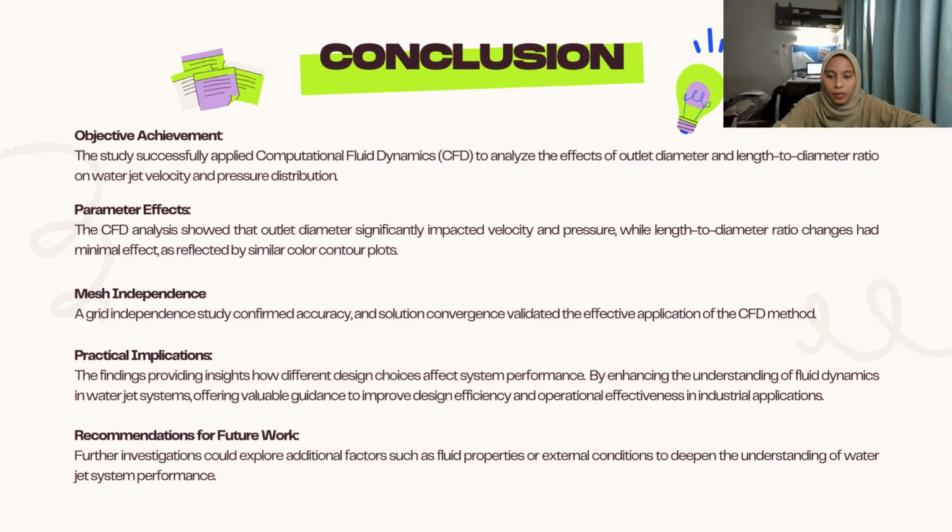Here is the summary of the project. Firstly, the objective was successfully achieved by applying the CFD method to analyze the effect of outlet diameter and length to diameter ratio on the water jet velocity and pressure distribution. The result of the analysis shows that outlet diameter significantly impacts the velocity and pressure, while length to diameter ratio change had minimal effect, as reflected by similar color contour plots.